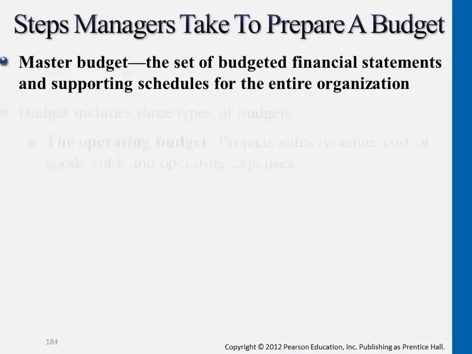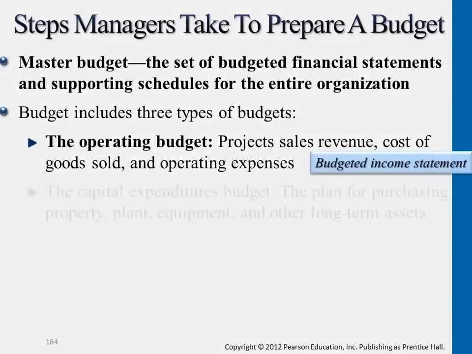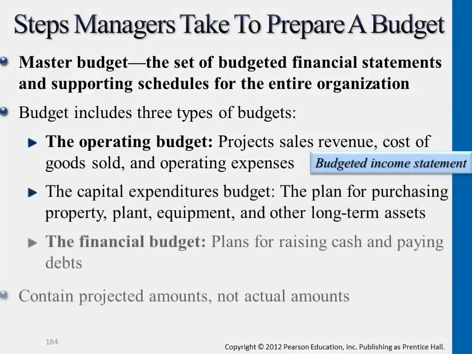Okay, let's take a look at the detailed components of a budget. We usually break down the master budget into 3 main categories. We have the operating budget as the first bullet point. Second, we have the capital expenditures budget, which we actually covered in the entire previous chapter. The 21st chapter is all about the second bullet point, the capital expenditure budget. Third, we have the financial budget, which plans to raise cash and pay debts.